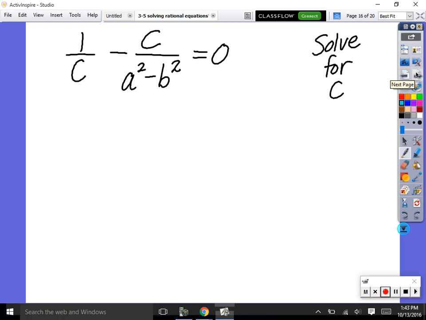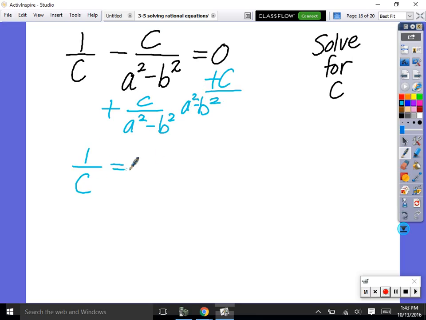Let's do this one. So it says solve for C. There are right ways and there are harder ways. We could get a common denominator, but that's going to become nightmarish. I'm going to bring this over this way. Does everybody feel good about that? So I'm going to add C over A squared minus B squared to both sides. So then we have over here, 1 over C is equal to C over A squared minus B squared.